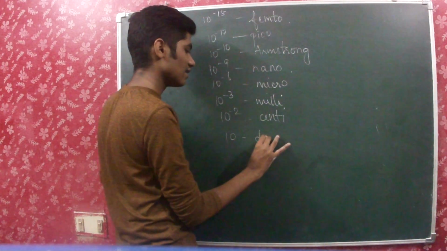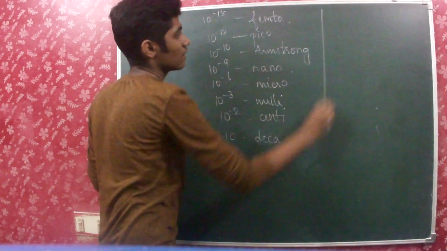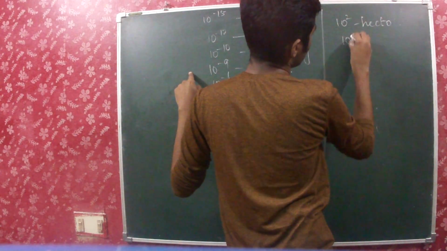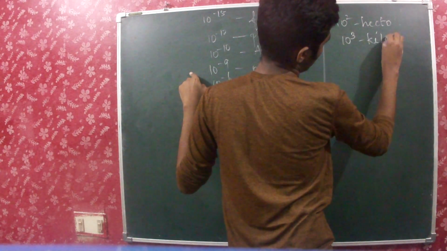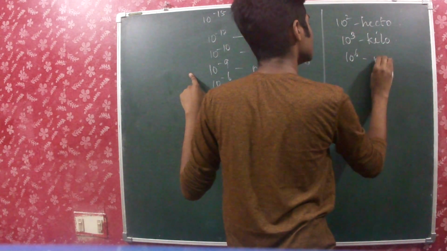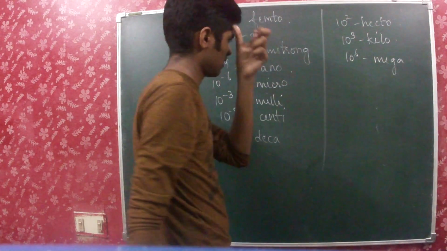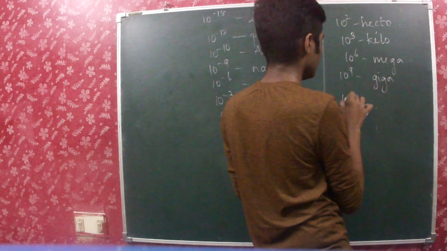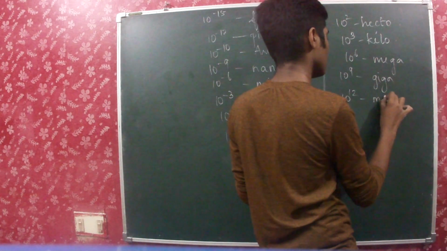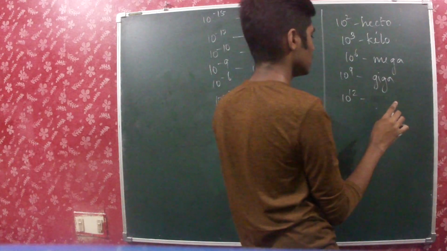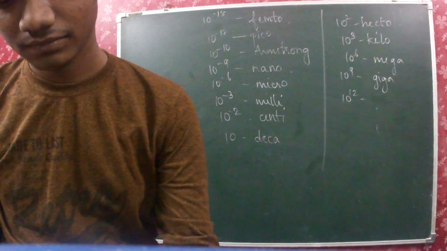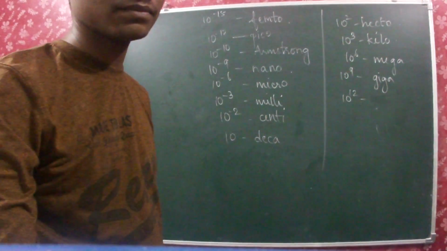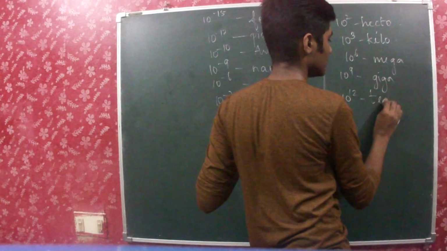10 we say it as deca. 10 square we say it as hecto. 10 cube we say it as kilo. 10 power 6 we say it as mega. 10 power 9 we call it as giga. 10 power 12 we call it as tera.